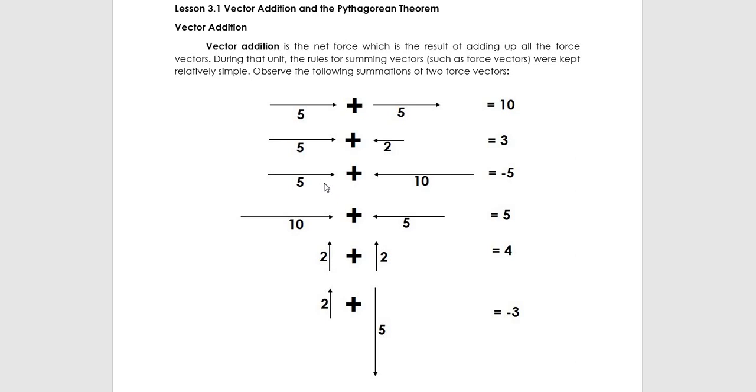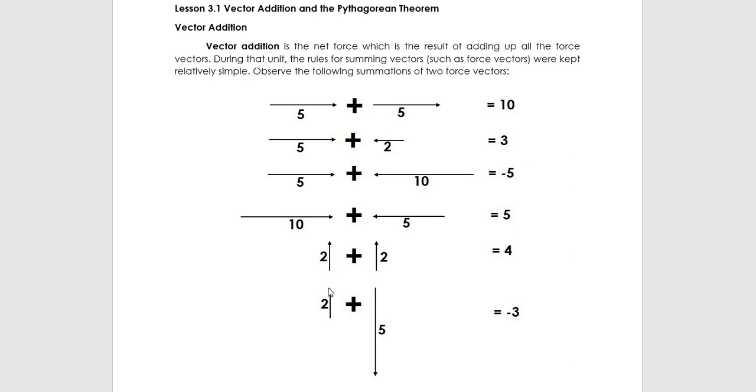Next one is, we have a vector going to the right, which has a value of 5, plus a vector going to the left, which has a value of 10 or negative 10. Then we have 5 plus negative 10, that will be negative 5. Okay? So next one is a vector going to the right, which has a value of positive 10 or 10, plus a vector going to the left, which has a value of 5 or negative 5. So positive 10 plus negative 5, that will be equal to positive 5.